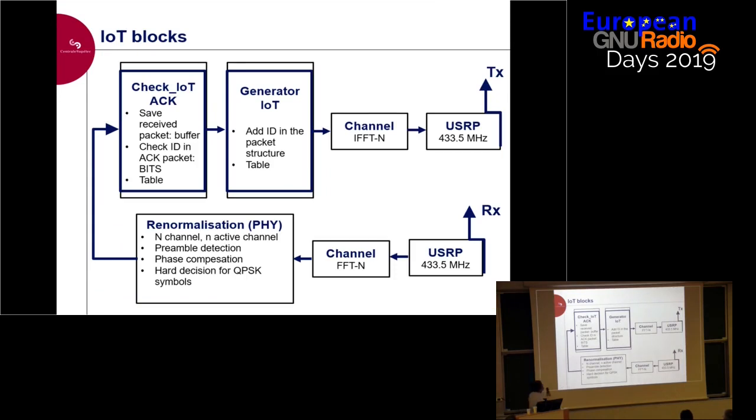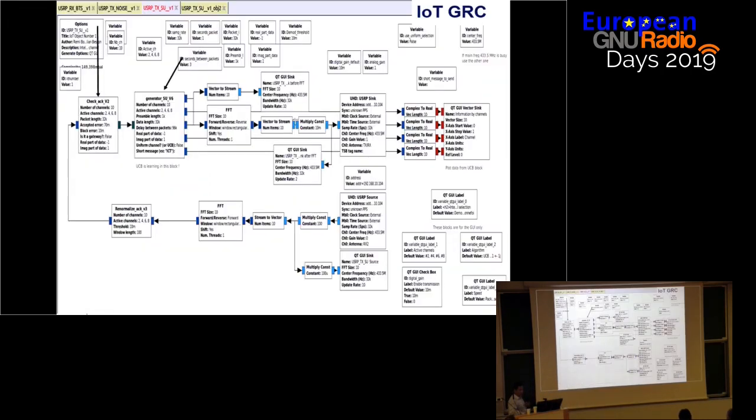These are the main components in our GNU Radio design. We have a block we call the generator IoT to create these packets, another one for the detection of packets, and this block that we name renormalization to implement our physical layer. Here you can see it in more detail, but although there are many blocks, this block just corresponds to taking into account the statistics and doing some debugging in this demo.